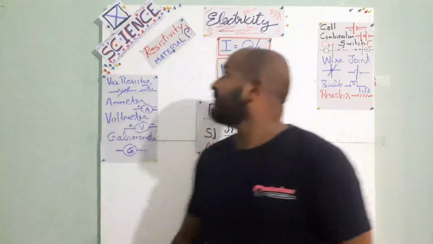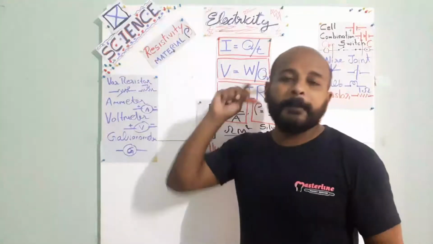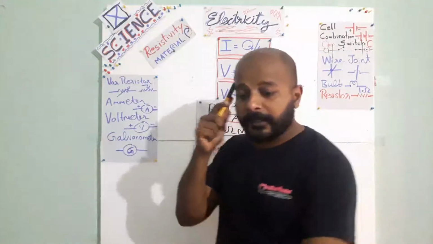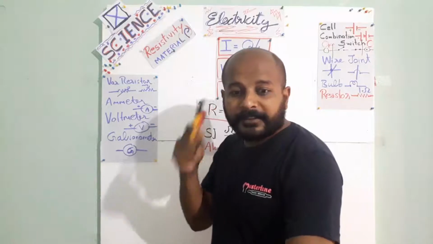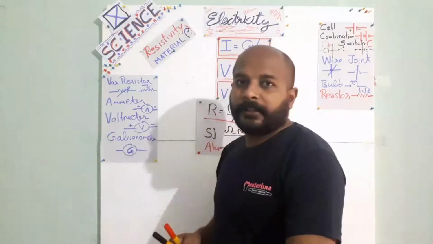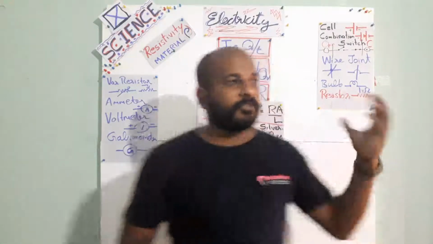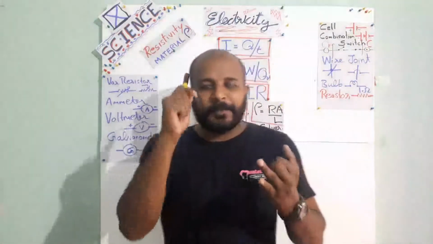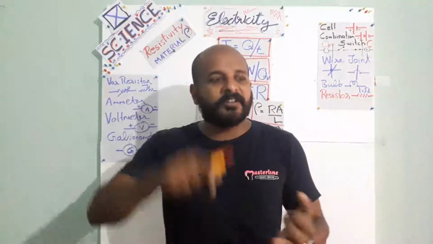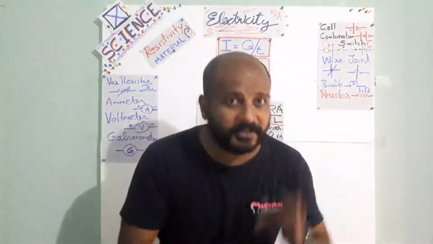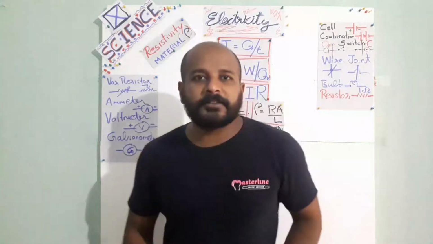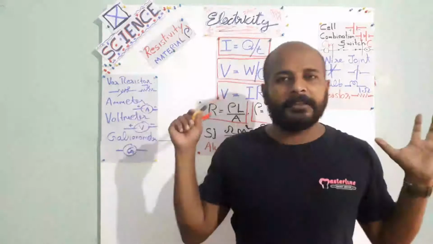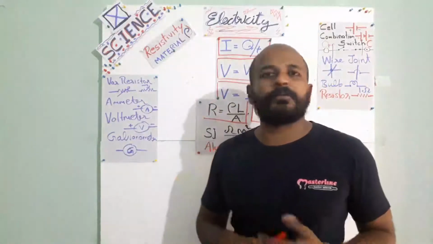That's why this resistivity depends upon material. Keep that in mind. Resistivity of a conductor depends upon material. Understand? Resistance depends upon length. Resistance depends upon area of cross section. Resistance depends upon the material and also temperature. Resistivity depends upon only the material which we are using.